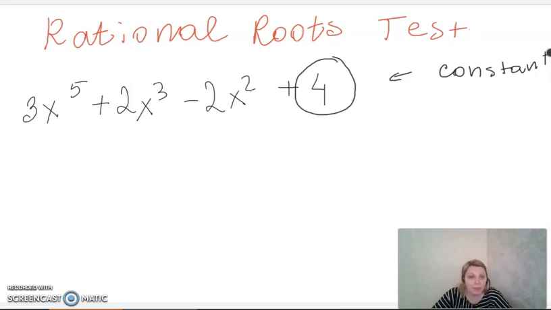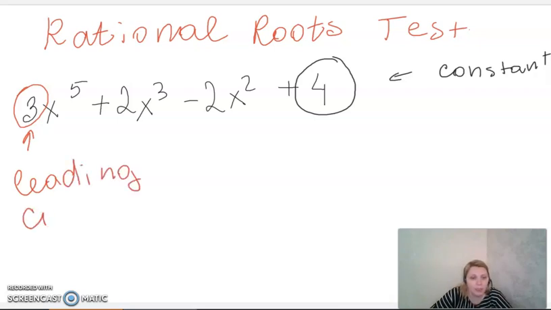Okay, so now that we've got this important number, we need to look at another very, very important number. And this one is this 3 right here. And this is called the leading coefficient. So how do I find the leading coefficient? Where does it come from? The leading coefficient can always be found next to the x with the highest exponent. So my highest exponent is 5, so my leading coefficient has to be 3.